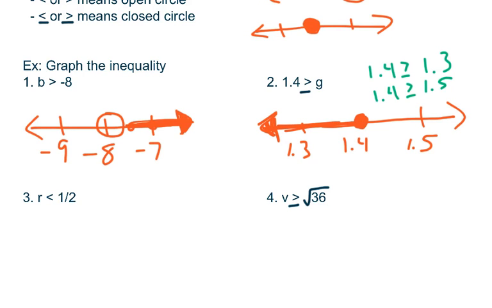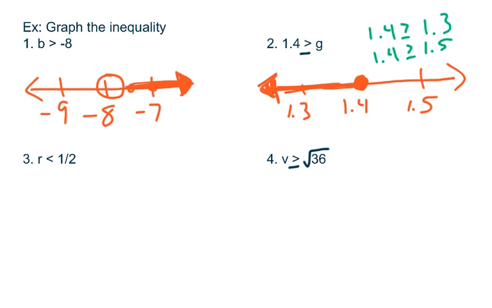Okay, so if you're ever not sure which way the arrow is supposed to go, pick a number on either side of the circle and put it in. See if you get a true statement or a false statement, and if you get a true statement, that's the proper side to shade. If you get a false statement, obviously shade the other way.